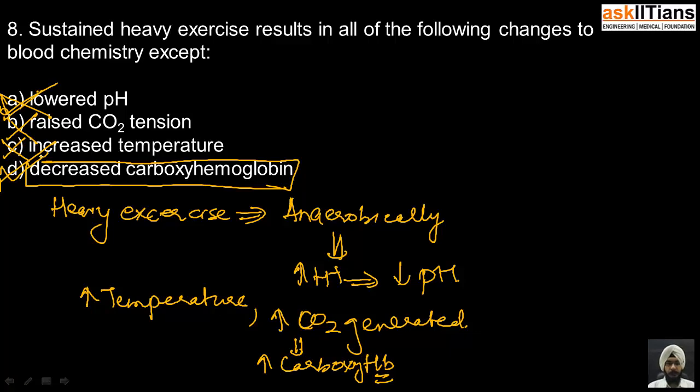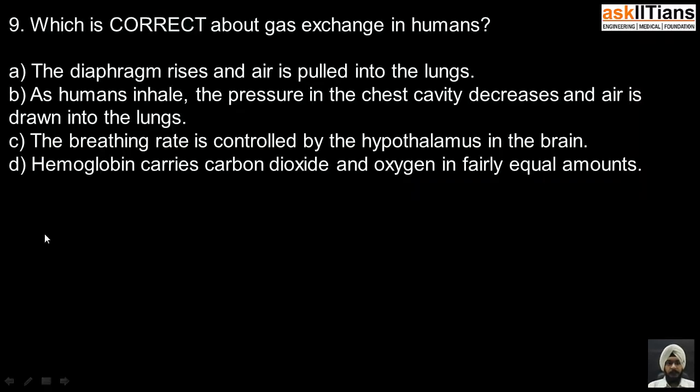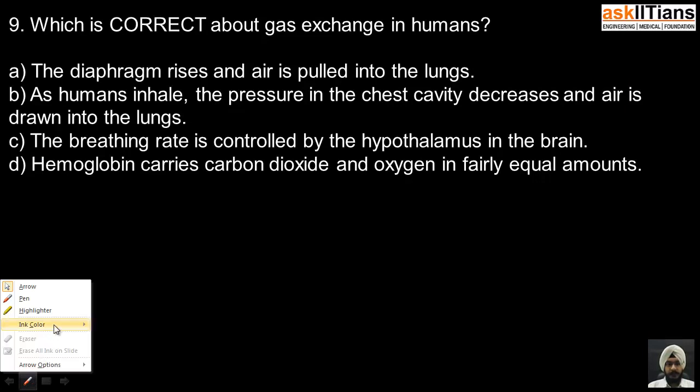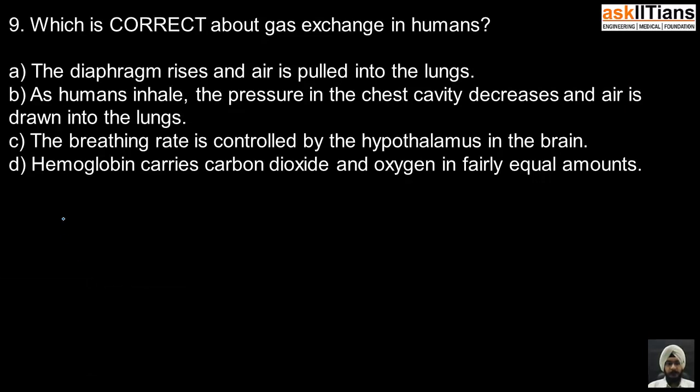So let's go to the next question. So the next question says, which is correct about gas exchange in humans? So the first says the diaphragm rises and air is pulled into the lungs. So the diaphragm rises mainly during the expiration process, not during inspiration. So this is an incorrect statement, that air is pulled into the lungs. In fact, air is withdrawn from the lungs. So this option is incorrect.